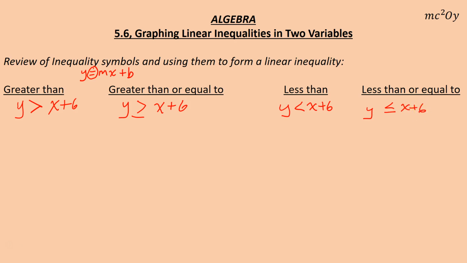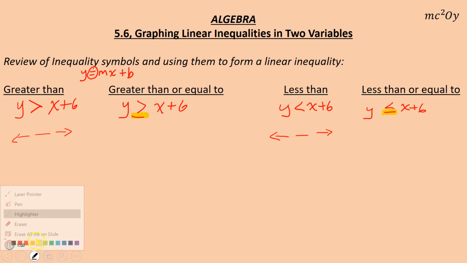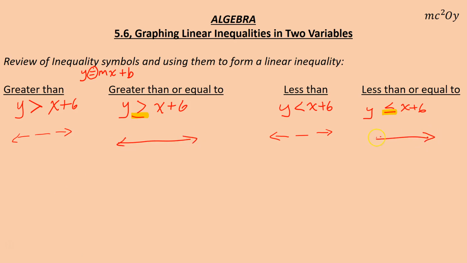One other thing to note is, if you're actually graphing these, the greater than and the less than, the ones without the lines under them, are dashed lines, meaning points that lie on those lines are not solutions to your inequality. They will not satisfy your inequality. Whereas if you have the equal to piece, that little equal to chunk, that tells you it is a solid line, and any points on that solid line would be solutions. The coordinates on that line would satisfy the inequality.